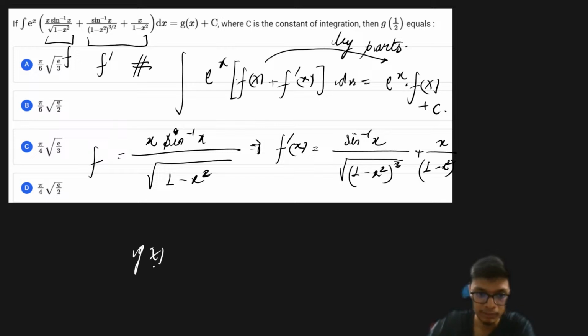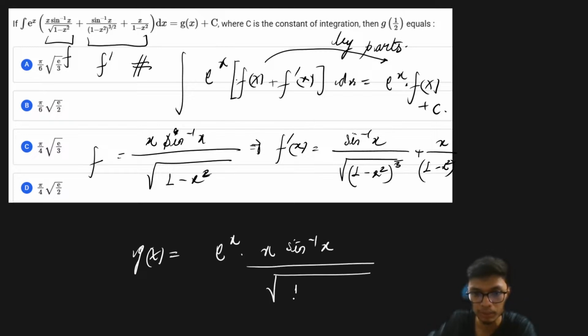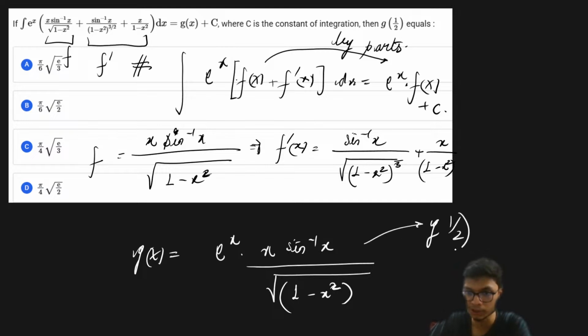So from there you will get g of x as e to the power x into sine inverse of x divided by square root of 1 minus x square into square root of 1 minus x square. As simple as that. So therefore you get the g of x function, and when you get g of x, you just have to put the value of g of half.